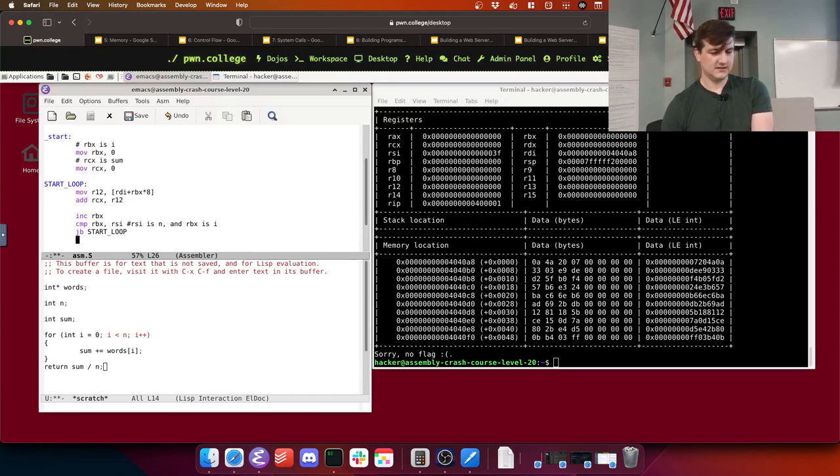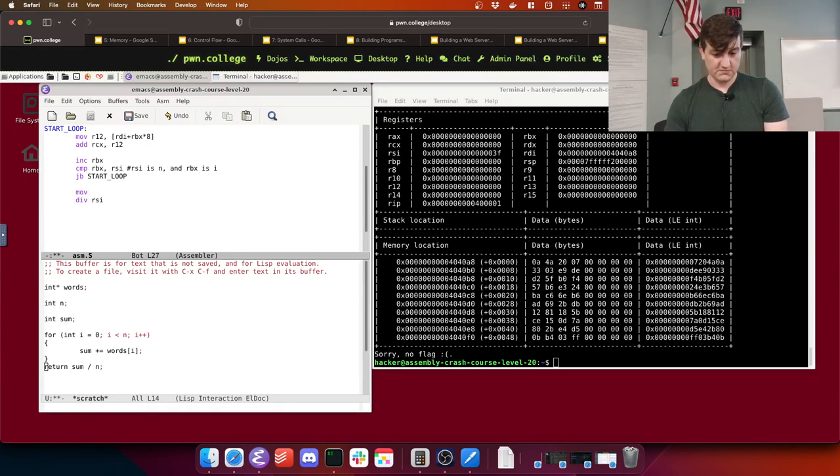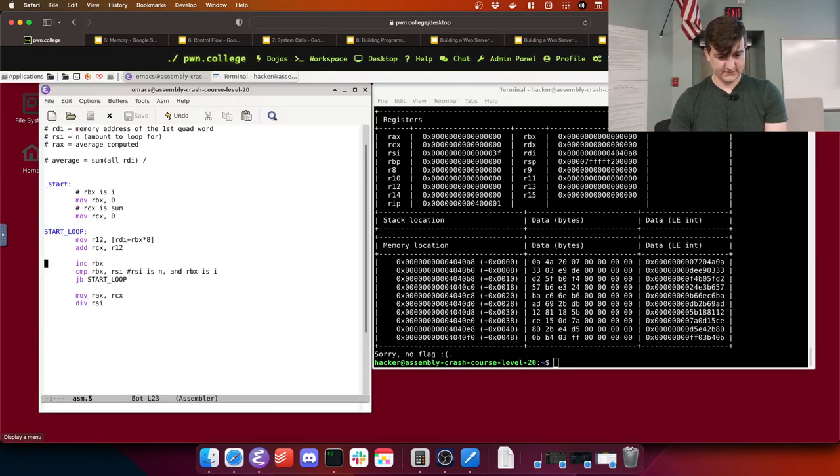So then what do we need? We've done all this, now we need to do this part. So I'll eventually need to do a division of n, where n is RSI, but I need to put the numerator in there. So div, am I using RDX? No. We'll technically use RDX:RAX, so it'll use the concatenation of those. We can look up the thing for div, which you've done in earlier levels for sure. So move into RAX the sum, which is RCX. Is that it? Did we just solve this?